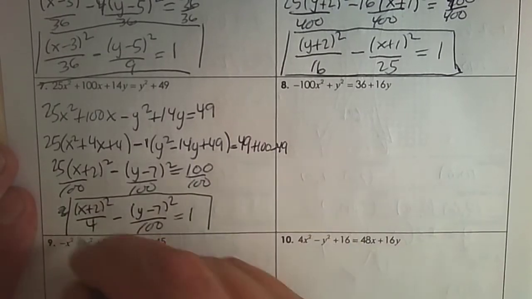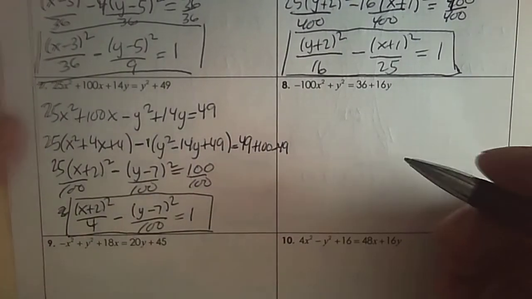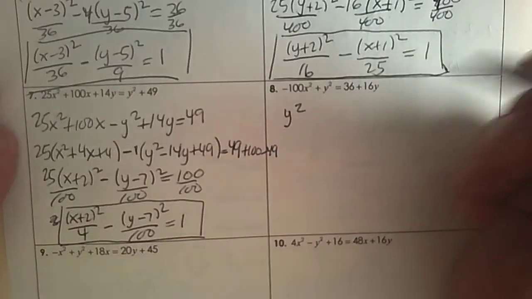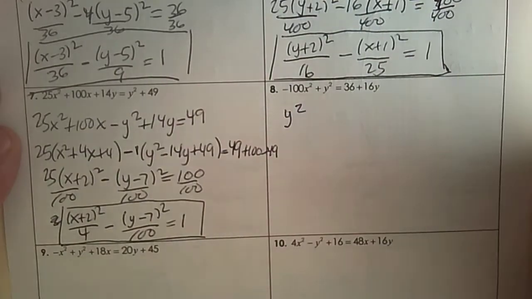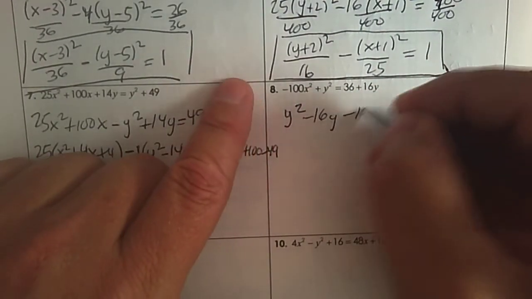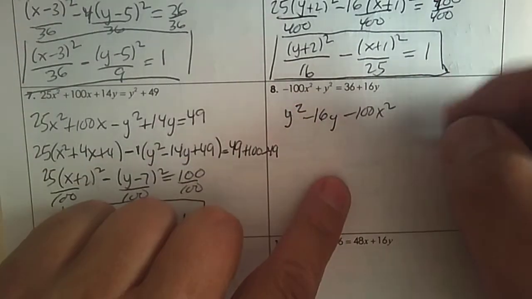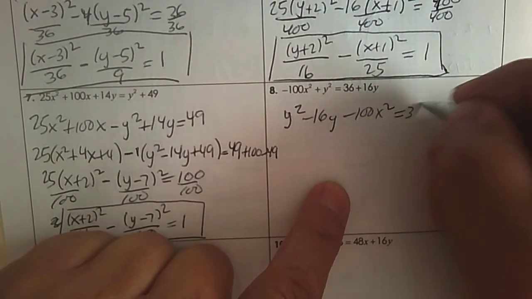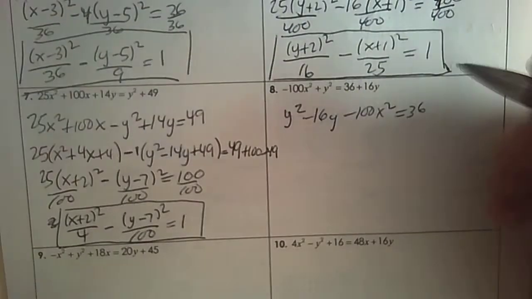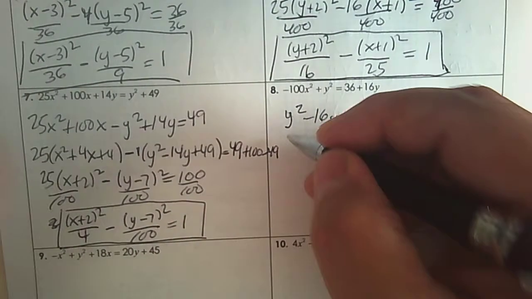All right, let's see it. Press pause and you try it, and then press play. All right, the positive quadratic term needs to come first. So y squared first, then subtract 16y, then negative 100x squared, then there's no other x's, so that's done, and that's equal to 36. The only one I need to complete the square for is y. The x's are fine.